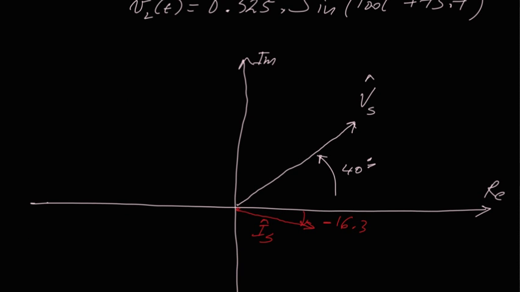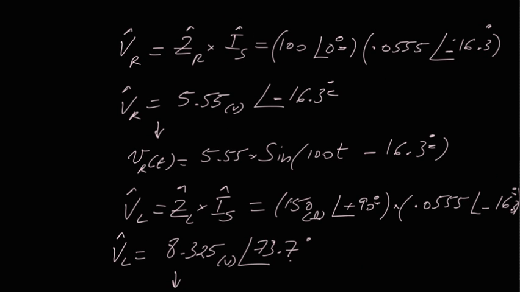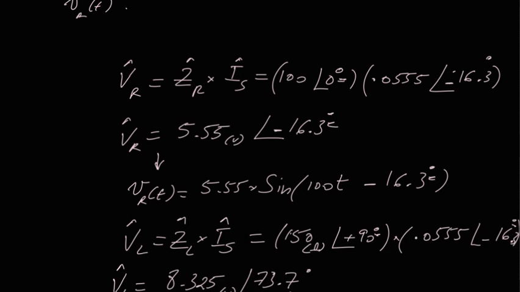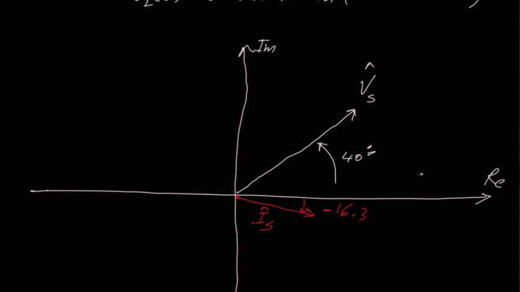All right, so 40. This is almost like 56. The difference between this one and that one is 56 degrees. So that's IS in red. Now, VR, I'm going to put it in blue, would be 5.5 and minus 16.3. So VR would be along this line here.